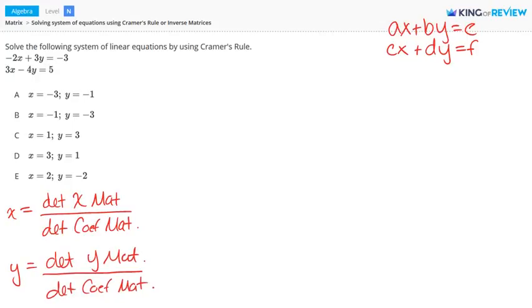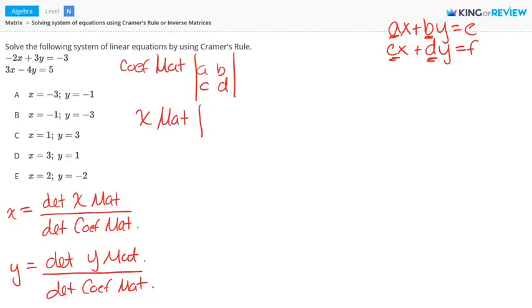So now let's set up our three matrices. Let's start with the coefficient matrix. The entries within this matrix are going to be the coefficients of our x and y terms. So a, b, c, and d. The x matrix starts with e and f. And if you notice, e and f are the constants of our two linear equations. And then we have b and d. And our y matrix is equal to a, c, e, and f. So this is the setup for the three matrices.